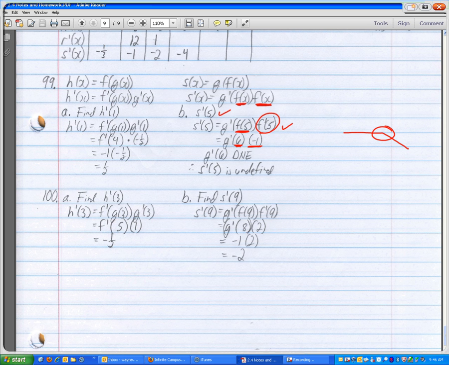Well, if g prime of 6 doesn't exist, and you multiply it by negative 1, that doesn't exist either. So s prime of 5 is undefined. I guess you could put negative does not exist. All right, we'll stop there.